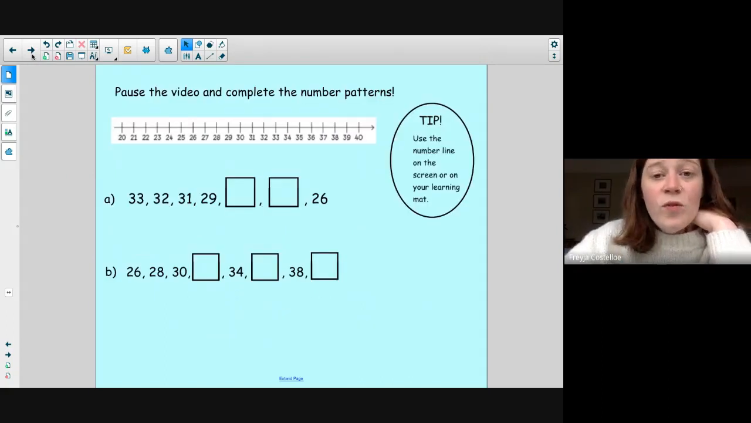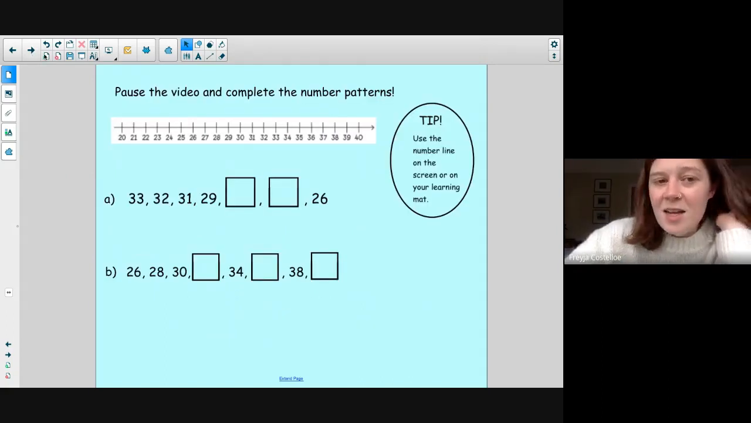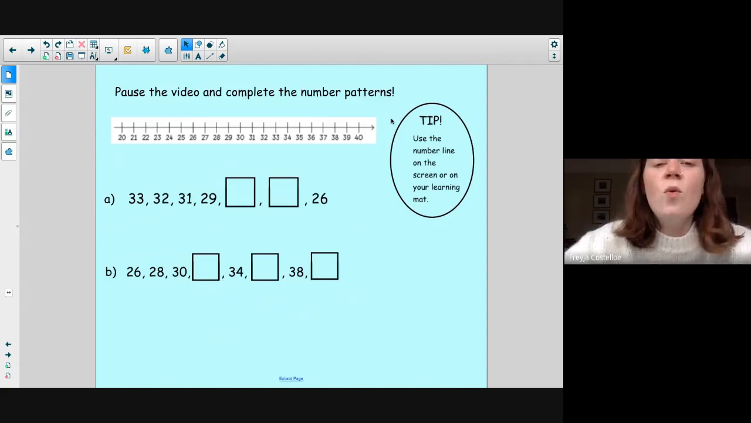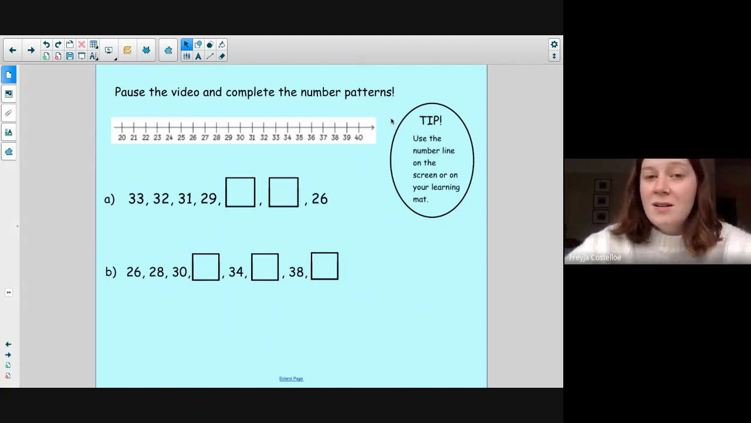Now try this one. Pause the video and complete the number patterns. Use the number line on the screen or on your home learning mat. Remember to look carefully at the patterns. They might not always be going up or down by 1. They might be jumping more. So off you go.